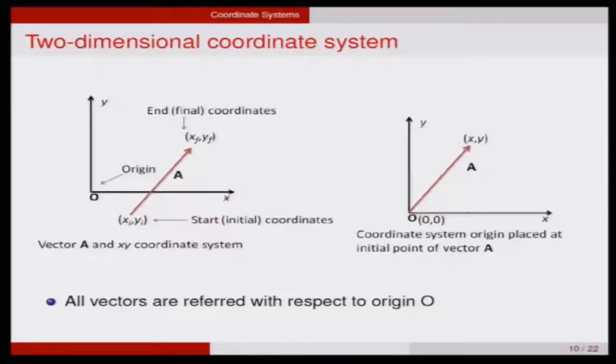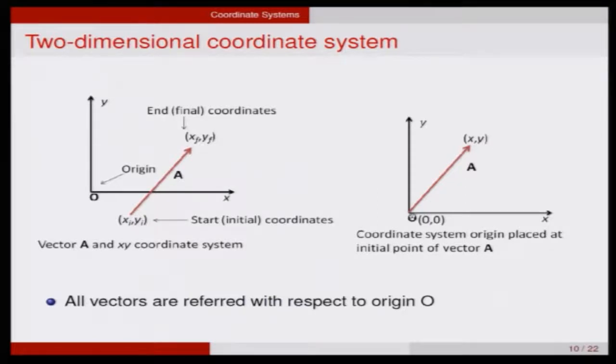So what I am going to do is that I am going to redraw my lines y and x such that the origin of the coordinate system O, right, coincides with the origin of the vector A. Thus, a vector A will now be specified only by 2 points x and y. Why? Because this 0 and 0, the origin, is implicitly understood.